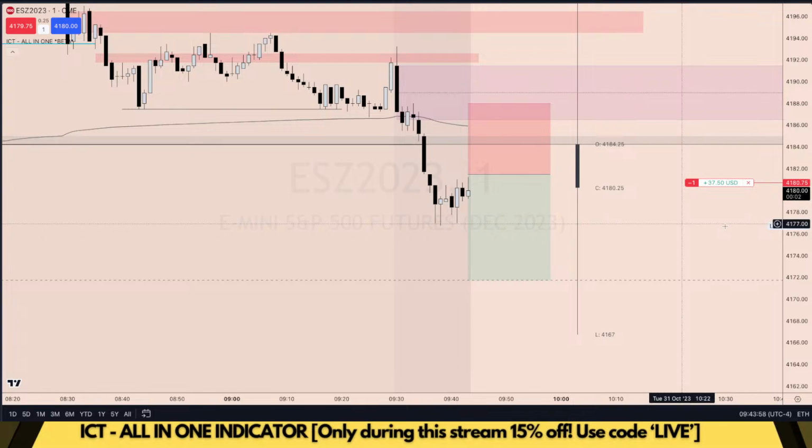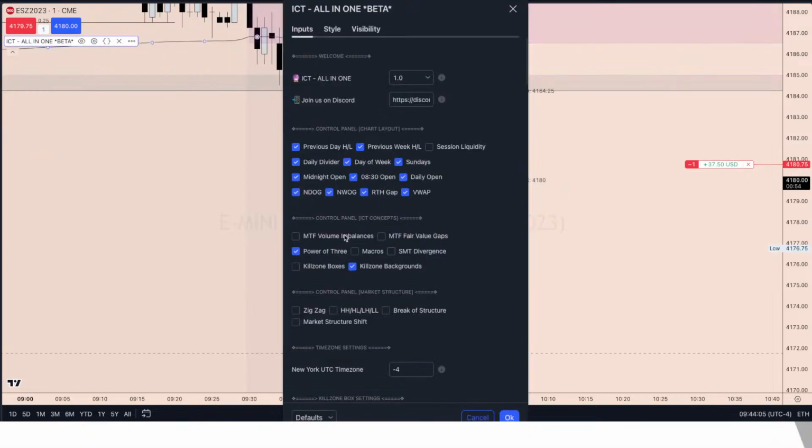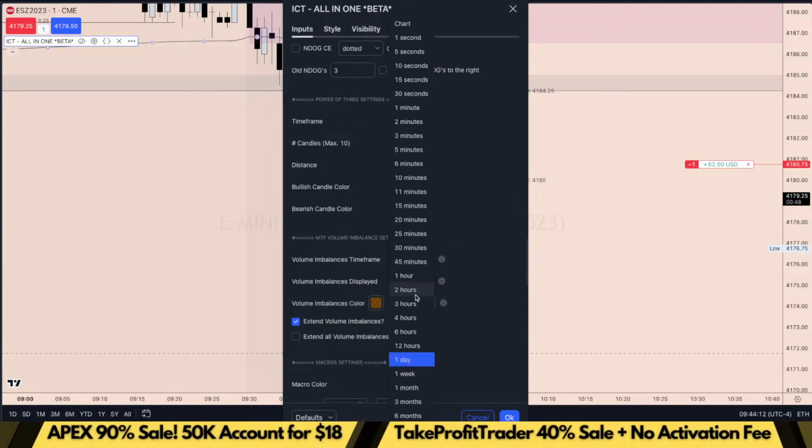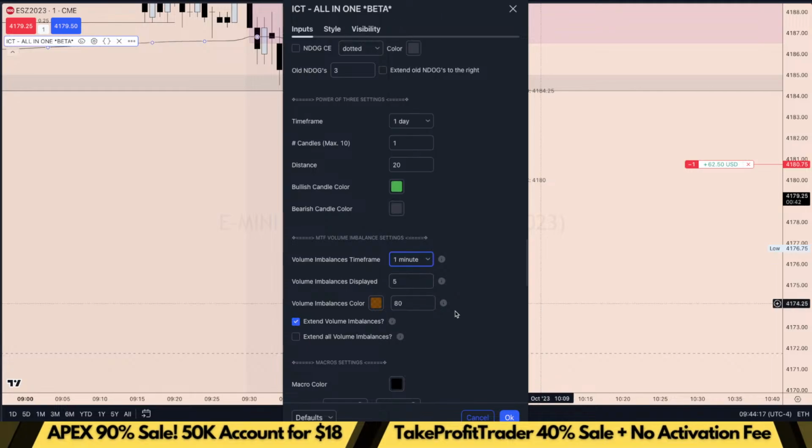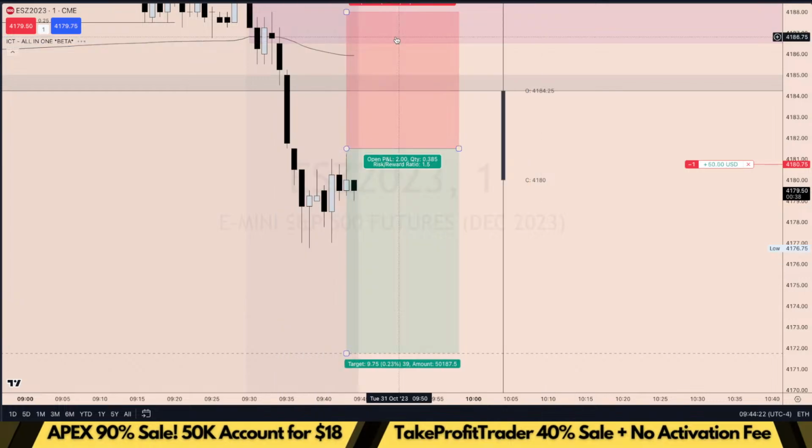Right here, we could also use the multi-time frame volume imbalances and go down to the settings and turn on, let's do 1-minute time frame volume imbalances. Last 5 ones. Likely this one, and this one, and a few. Yeah.